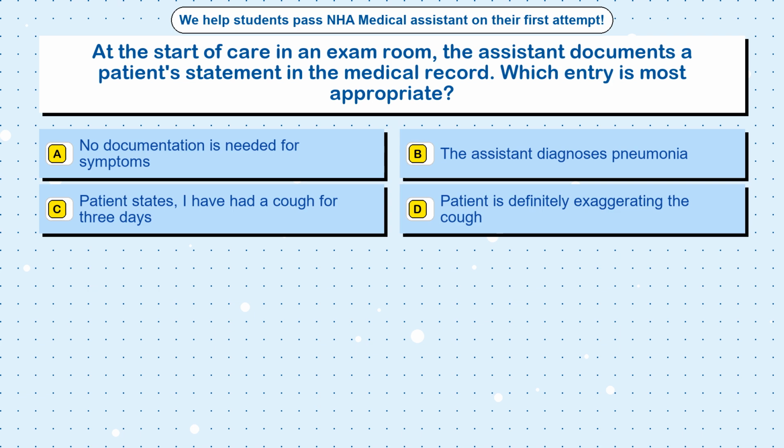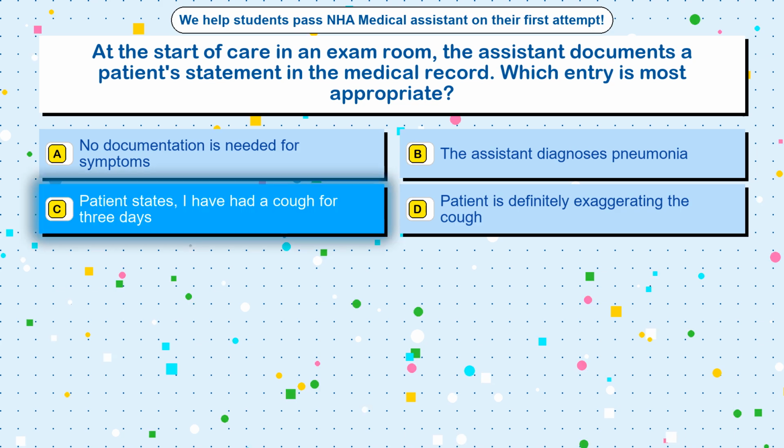Question 44. At the start of care in an exam room, the assistant documents a patient's statement in the medical record. Which entry is most appropriate? Option A. No documentation is needed for symptoms. Option B. The assistant diagnoses pneumonia. Option C. Patient states, I have had a cough for 3 days. Option D. Patient is definitely exaggerating the cough. The correct answer is option C.